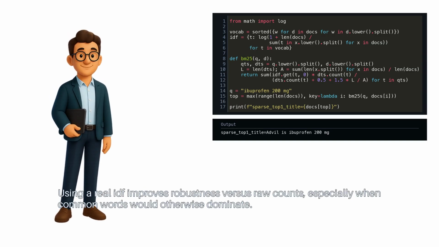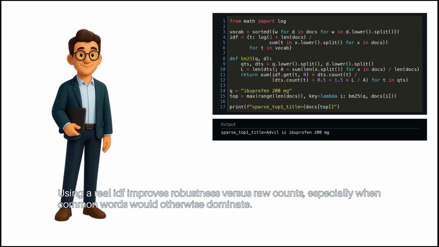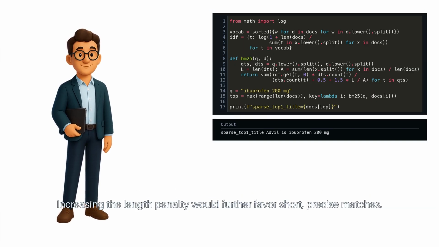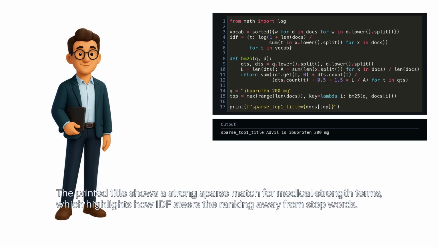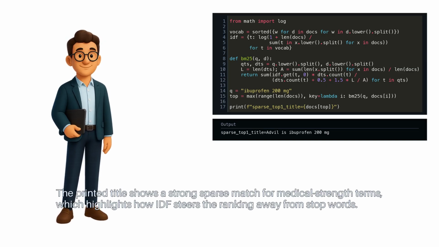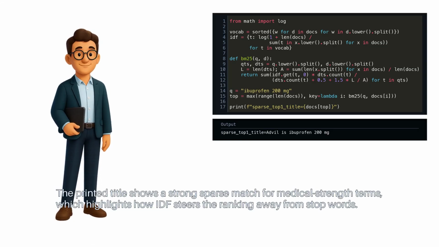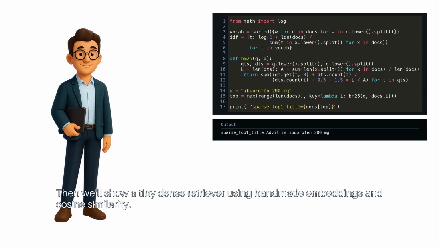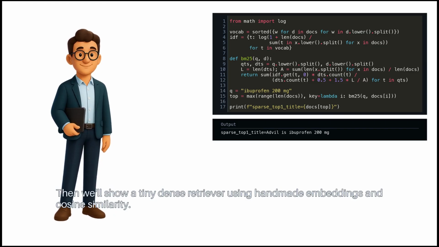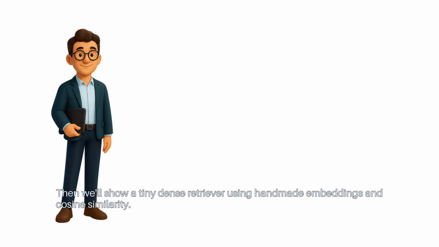Using a real IDF improves robustness versus raw counts, especially when common words would otherwise dominate. Increasing the length penalty would further favor short, precise matches. The printed title shows a strong sparse match for medical strength terms, which highlights how IDF steers the ranking away from stop words. Then, we'll show a tiny dense retriever using handmade embeddings and cosine similarity.